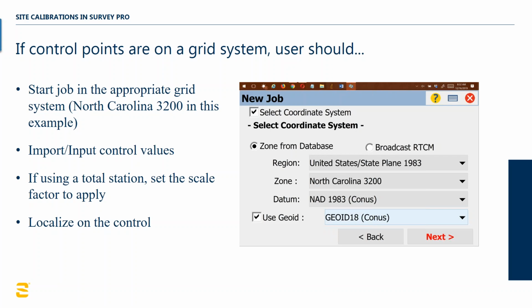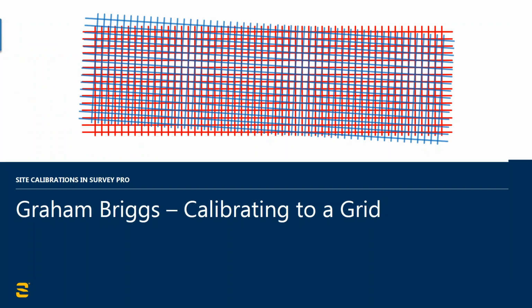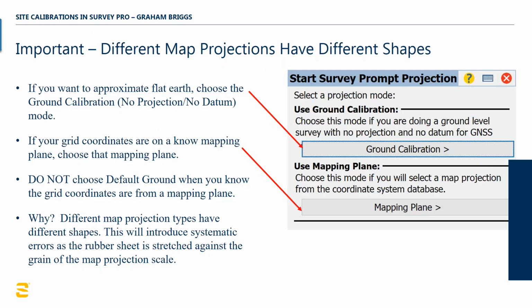If I'm in North Carolina and my grid system is North Carolina, then I should choose North Carolina because it's a specific type of projection for this area that's being used on the ground. So this brings up a point that Graham really wanted to speak to, and that is calibrating to a grid system. How do you take your datum that's being provided from the RTK base station, and how do you calibrate to a grid, and how do you, more importantly probably, how do you not calibrate to a grid? So I'll let Graham speak to this.